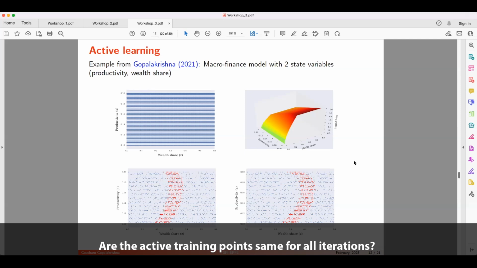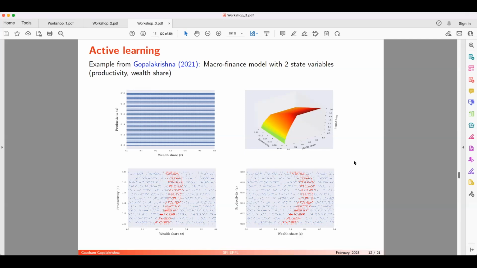This is for the time iteration, right? There is also the stochastic gradient iteration. In that stochastic gradient iteration, the active points remain fixed. It only changes at the time iteration level.